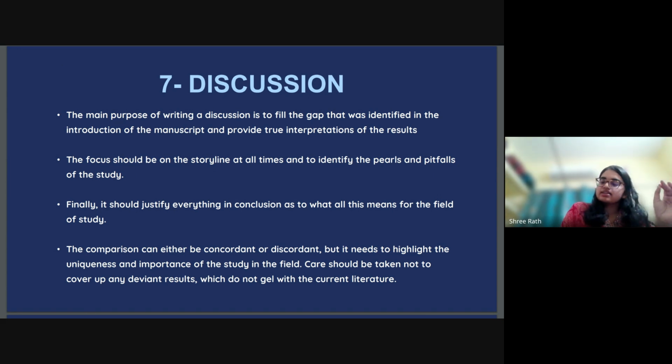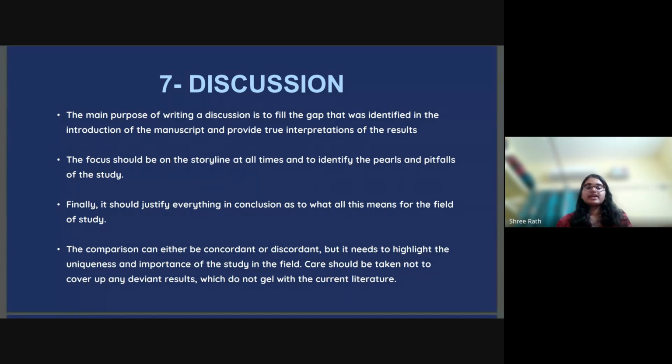So again, the discussion ideally should follow the format of your results. If you had result A, you'd mention result A, specify the literature based on that result, see if they're agreeing or not, why, and all those things. Then you would go to result B and specify regarding that. So it should be in that order, in short. The comparison can be concordant or discordant, but this agreeing and disagreeing literature will help to highlight the importance of your study.